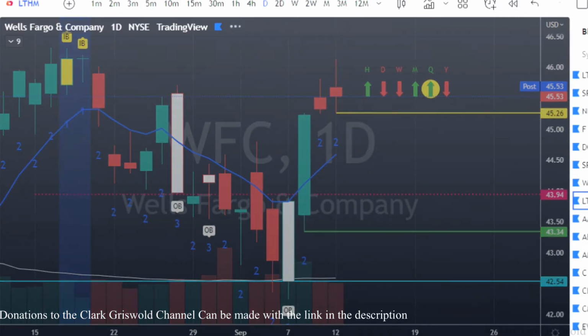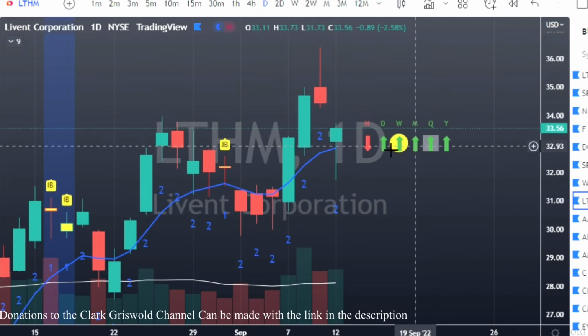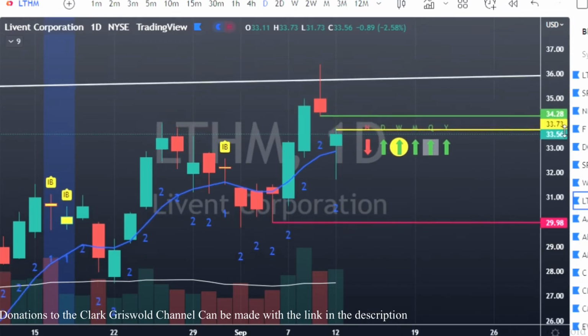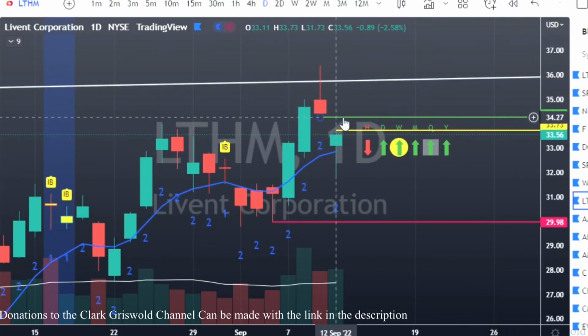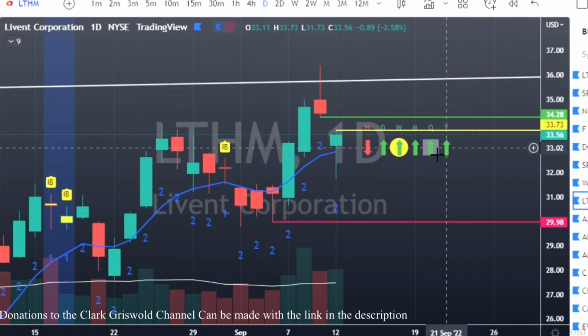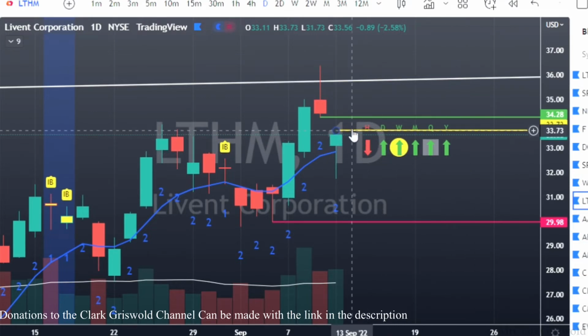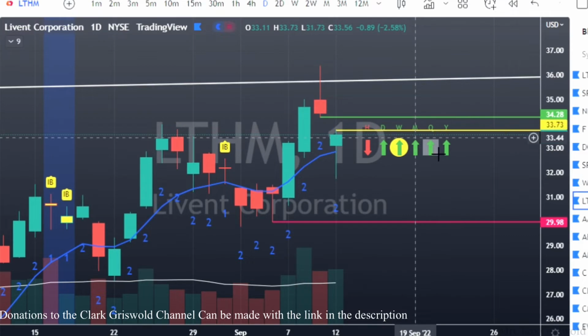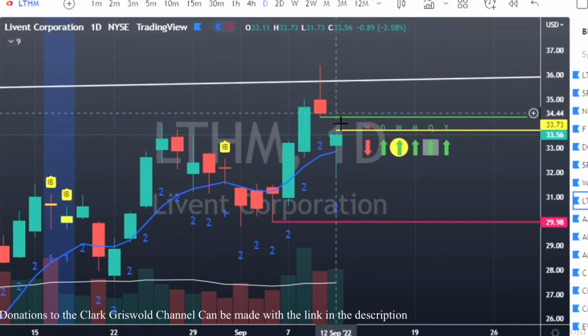LTHM is something I said to watch on the daily and the weekly. So today we gapped down off of that break that I originally talked about, and we finished a 2 down, but green with a hammer candle, time frame continuity to the upside. So we can look for lithium, I always say lithium, LTHM, Livent Corporation, to possibly trend back up to the upside and fill this gap. Calls at 33.73. Let's fill that gap. Take the target at 34.28.